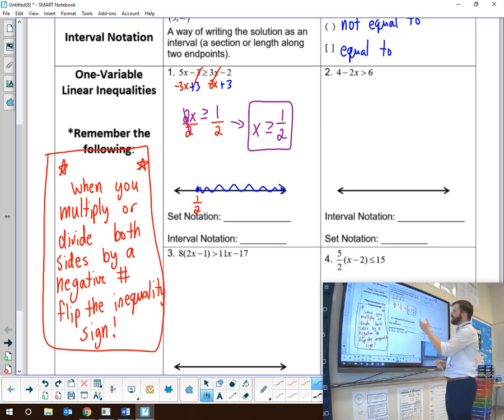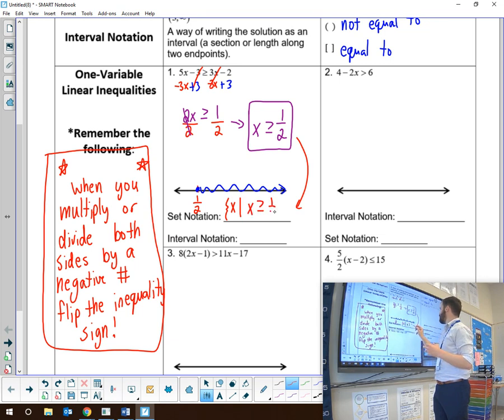Remember also, if your x is on the left side, whatever direction your arrow is pointing, that's the way it's going to go. But if the x is on the right side, it's the opposite. For set notation, remember it's pretty much the same thing as my inequality. We're just going to use our squiggle brackets: all numbers x such that x is greater than or equal to 1/2, and we close those squiggle brackets. Interval notation. Well, my left side, the farthest left thing that we have, is 1/2.